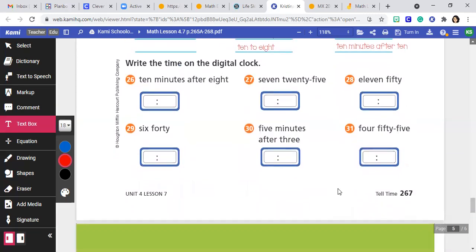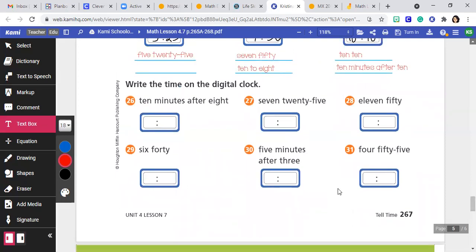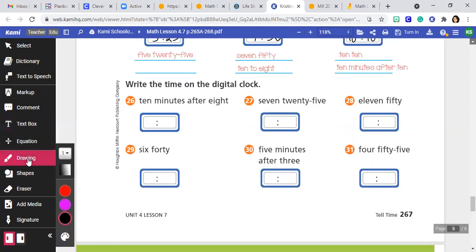26 through 31 are asking you to take this phrase and write the time on the digital clock. Let's work through this together. Number 26, 10 minutes after 8. So how many minutes after the hour did it tell us? Well, it tells us that there's 10 minutes after, and the hour is 8. So the time is 8:10.